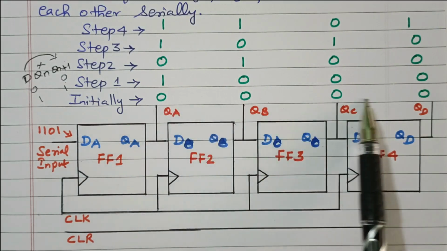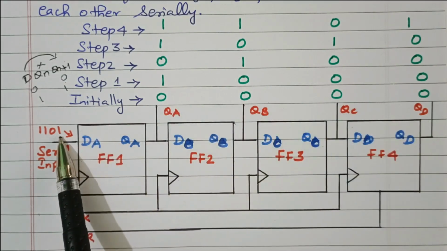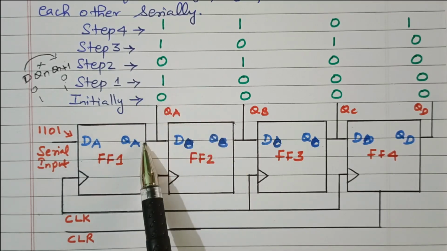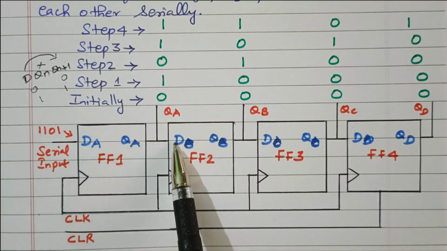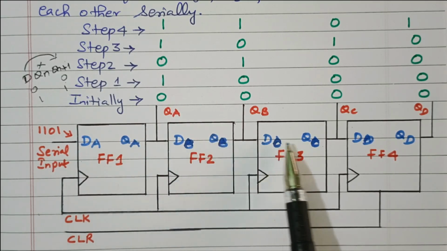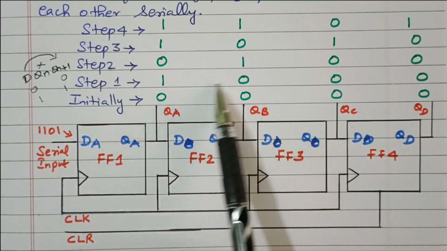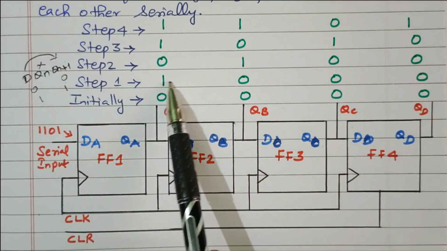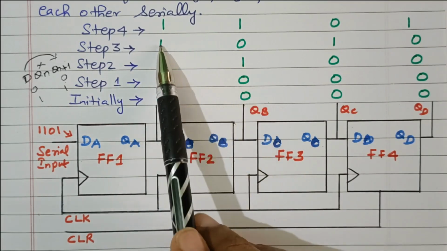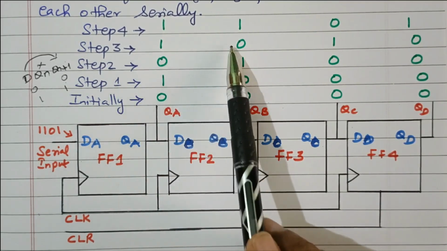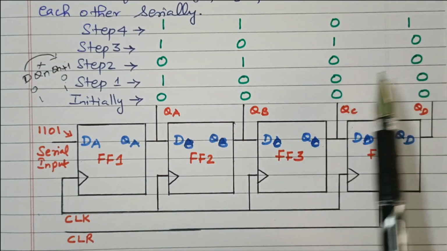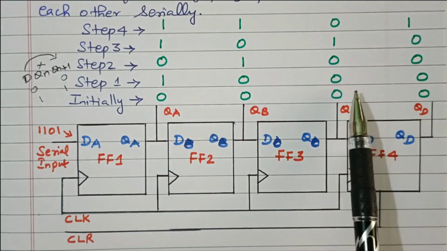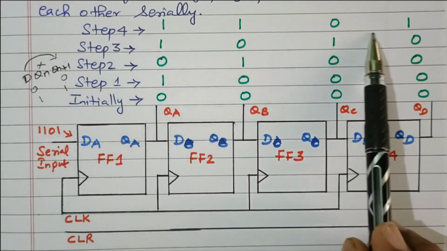Initially all are 0. In the first step, this 1 is transferred. While transferring the 1, the data available in QA will go to DB, QB will go to DC, QC will go to DD. Like that the data keeps moving. Again we are sending 0, and at that time this 1 will go to the next stage. Again we are applying 1, this 0 will go to the next state, and the bits are shifted by one position. Again applying 1, this 1 and this 0 are shifted. So finally we got 1, 1, 0, 1.